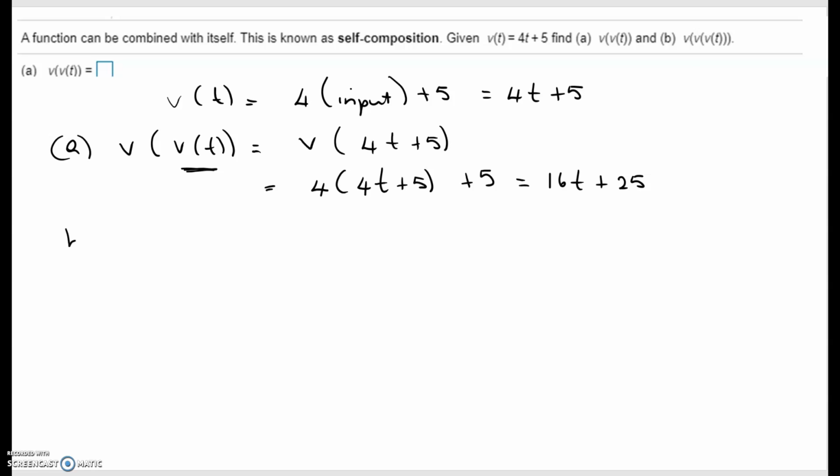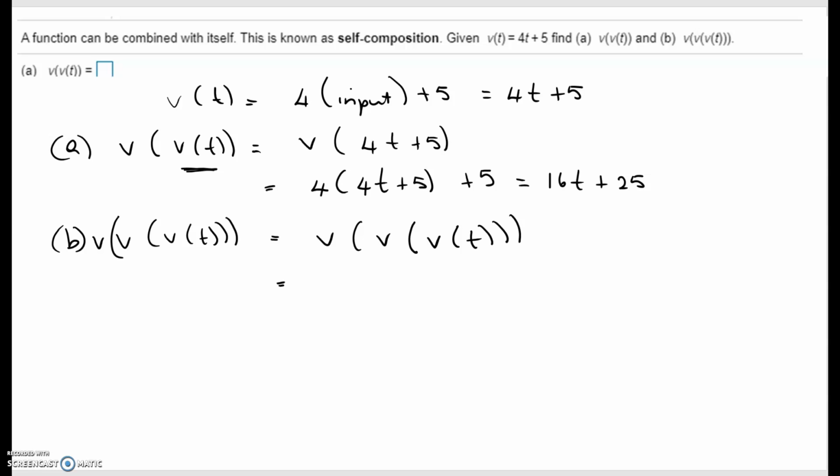And then the second part of the question says, find a triple self-composition, I suppose if that's a word. So, oops, I haven't got enough v's. 1, 2, 3, yes. So I need to just make it quite clear that that's what I've got. Okay, I could just do it from part A, but let's go back to the beginning and do it there. So the first part says v of t, which we know is 4t plus 5.